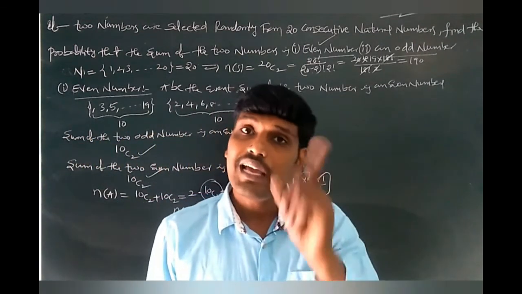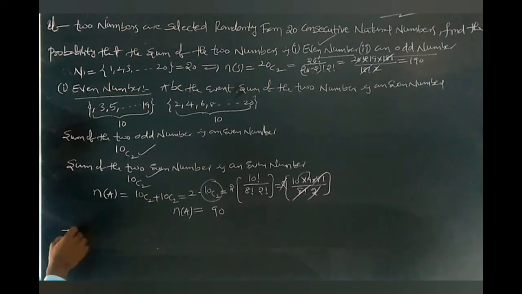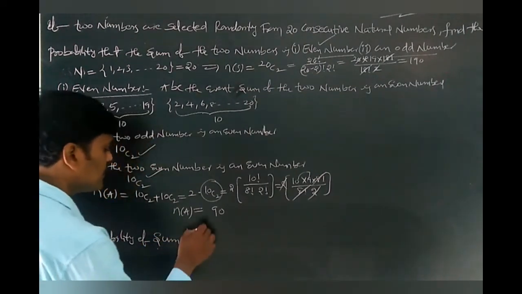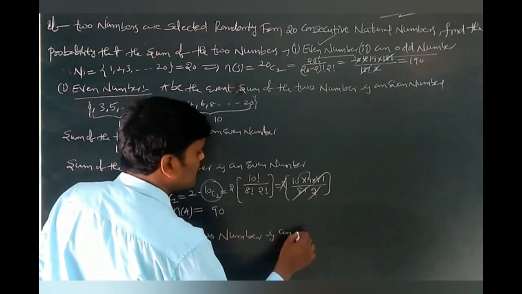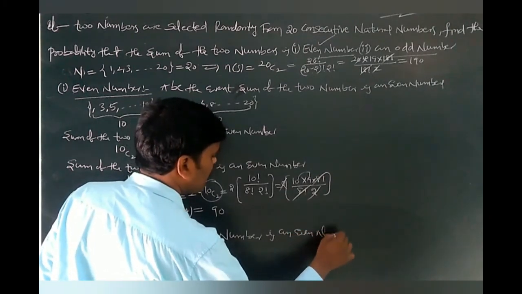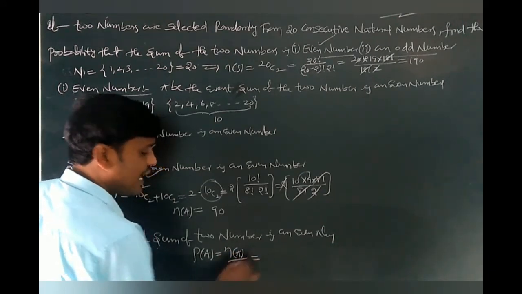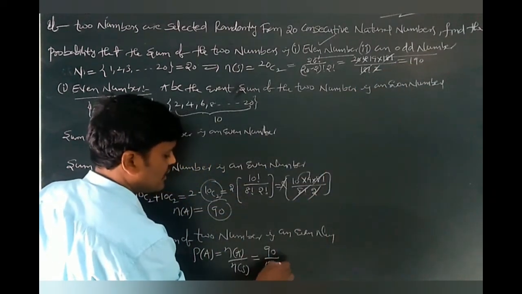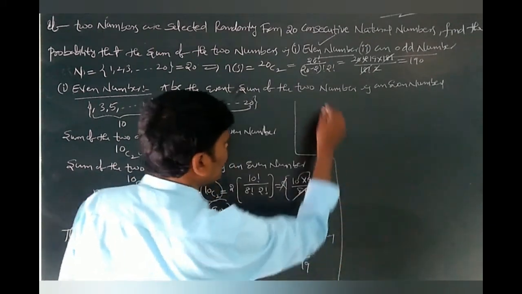Here, what is n(A)? A is the event that the sum of the two numbers is an even number. That's why the probability that the sum of two numbers is an even number is P(A) equal to n(A) by n(S). The n(A) value is 90, n(S) value is 190. The zeros cancel, you get 9 by 19. The first problem is completed. Now take the second one.